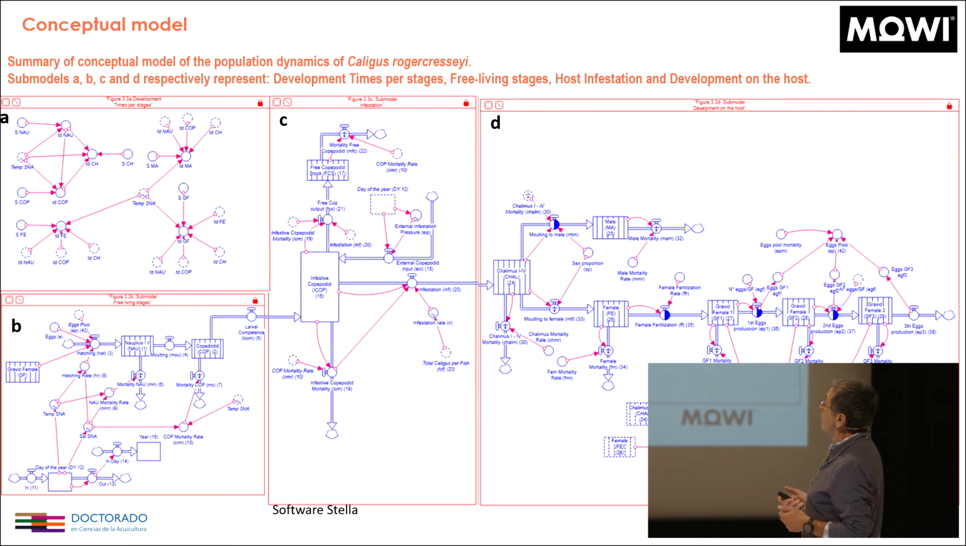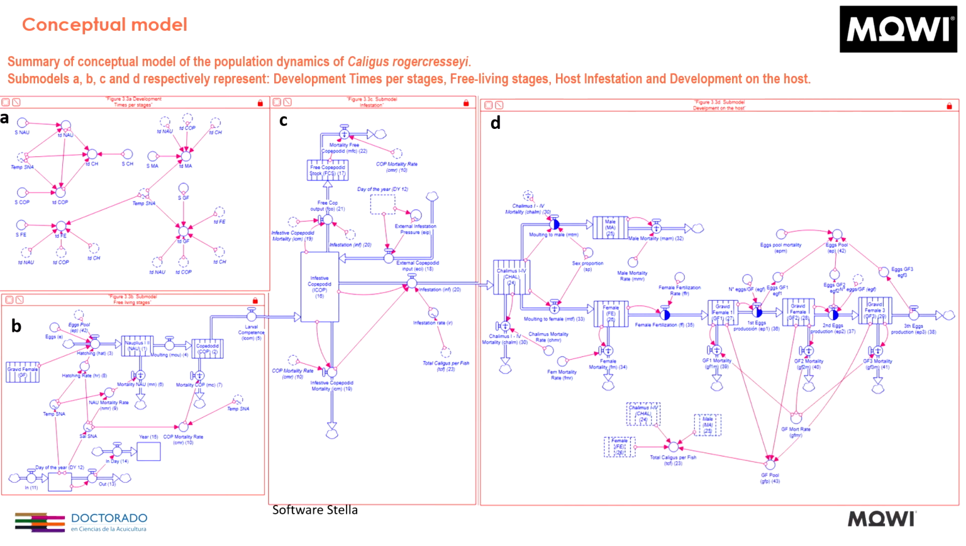This is the conceptual model. I present it as a simplification of the model, because the model that I worked with was very, very complex. But I tried to summarize it in this way. I worked with 4 submodels. First was the development time per stage. Second, the free living stages. Third, the host infestation. And finally, the development on the host. All of them are connected between them, as you can see, for instance, with this arrow.